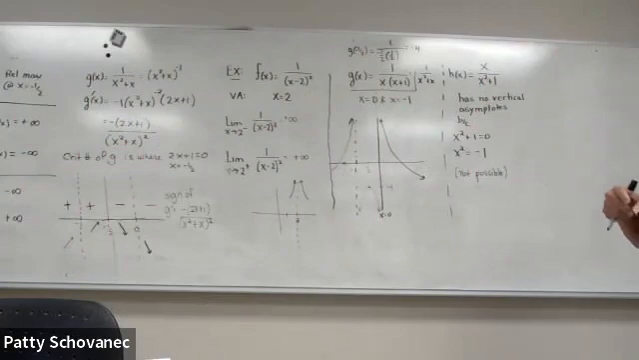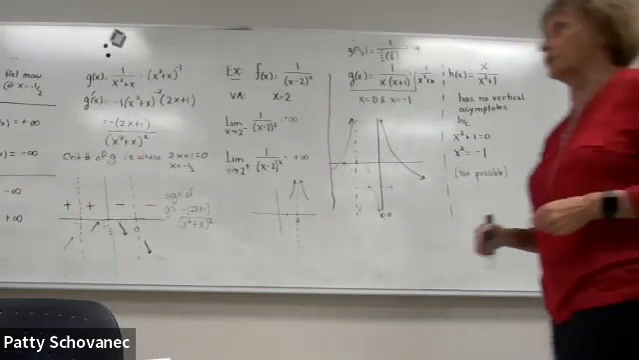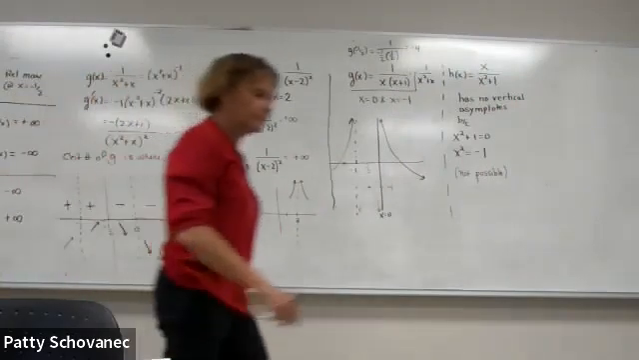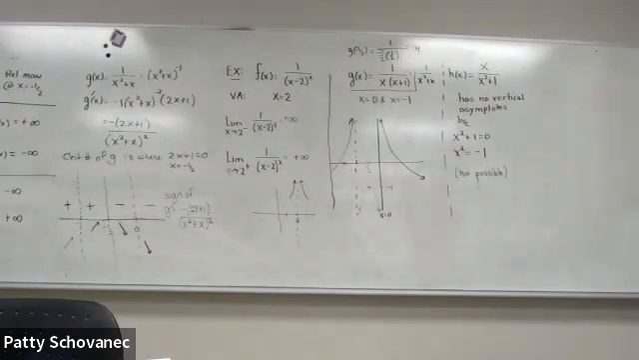All right, let's look at when a function has a horizontal asymptote. Horizontal asymptotes are lines of the form, well, they're horizontal lines. Horizontal lines have the form y is equal to some number. So I'm going to use a number L. The line y is equal to L is a horizontal asymptote.